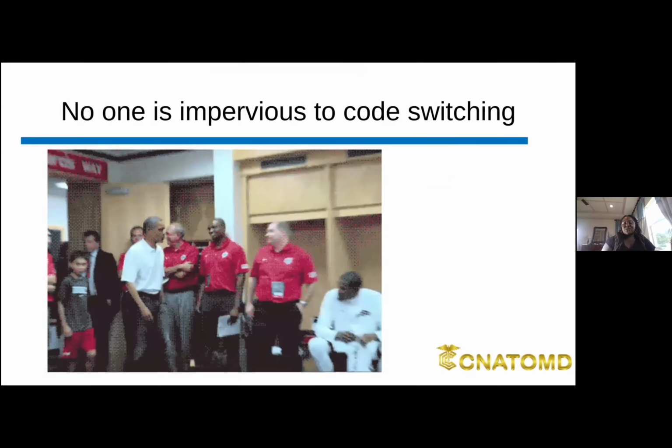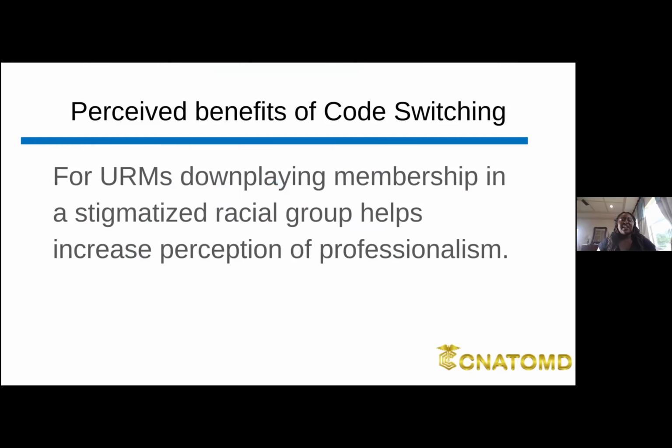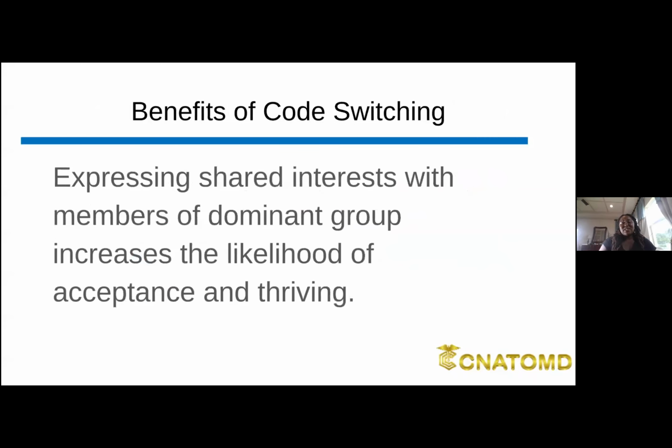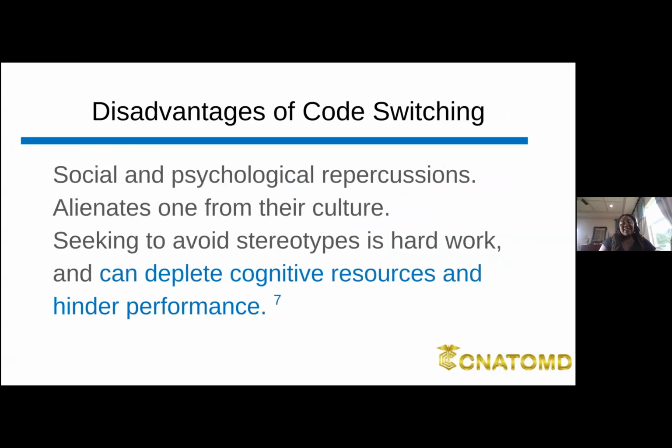So going back to the idea of code switching, downplaying: URMs sometimes have to downplay their membership in a stigmatized racial group just to help increase their perception of professionalism. So they go out of their way to show shared interest with members of the dominant group, with the hope of being accepted or liked or given an opportunity to thrive, or just being treated as neutral. And this is an internal conversation, right? This may not be what the dominant group is portraying, but that's what the perception is.